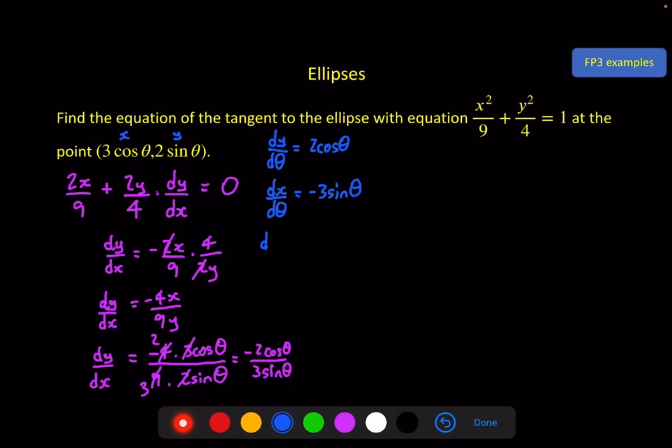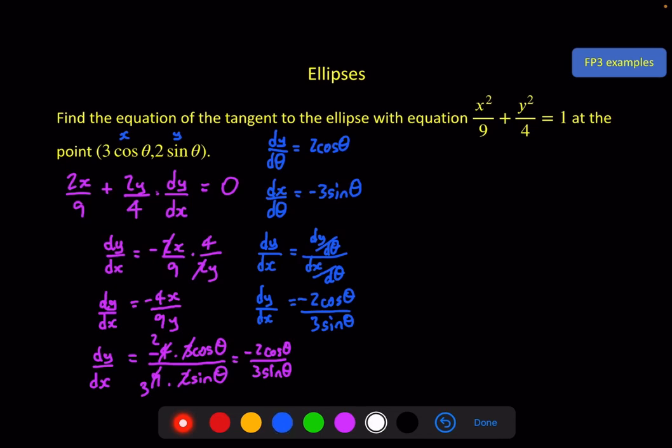And then using the chain rule, we know that dy by dx is equal to dy by d theta divided by dx by d theta. And that gives me 2 cosine theta divided by minus 3 sine theta, and you can see that that's the same answer. So whichever method you prefer, sometimes one will be easier than the other, but often it will just be your preference. Go for it.